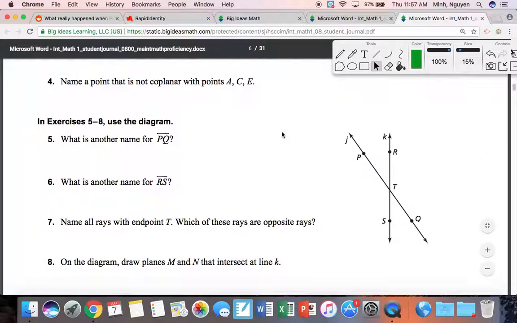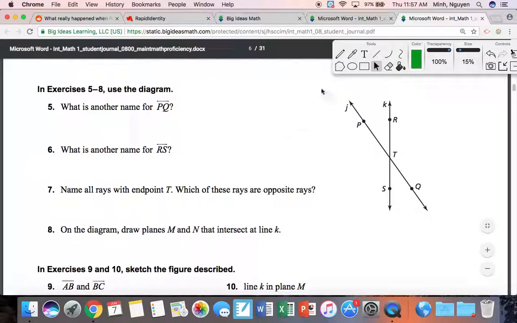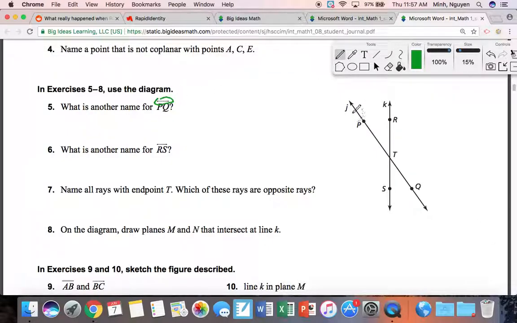What is another name for PQ? Line PQ. Notice it's a line because I see 2 arrows. So you call it line J or line QP. What is another name for line RS? Line K or line TR. You could call it line TS, or line SR. Whatever. Same for PQ actually. You could call it line TP, line TQ. Many, many options.